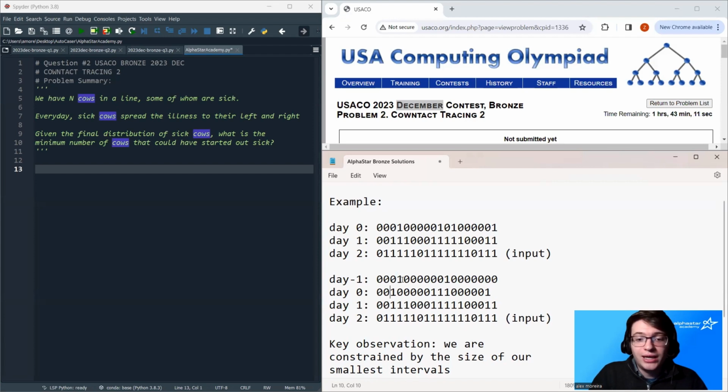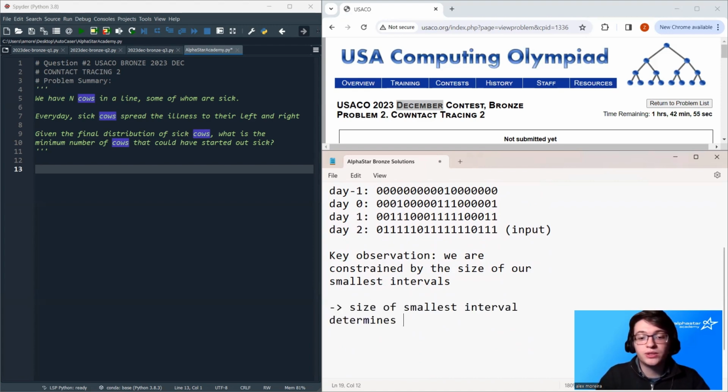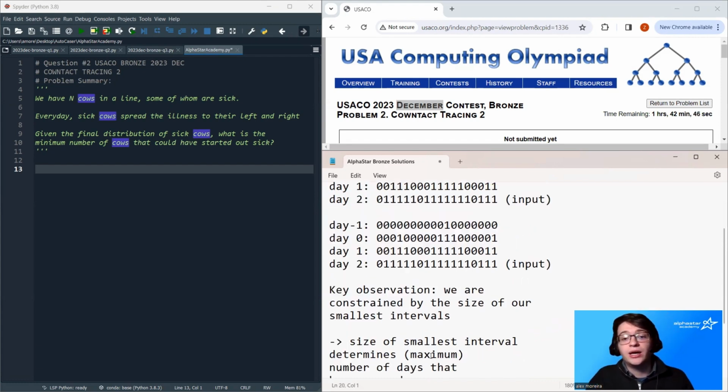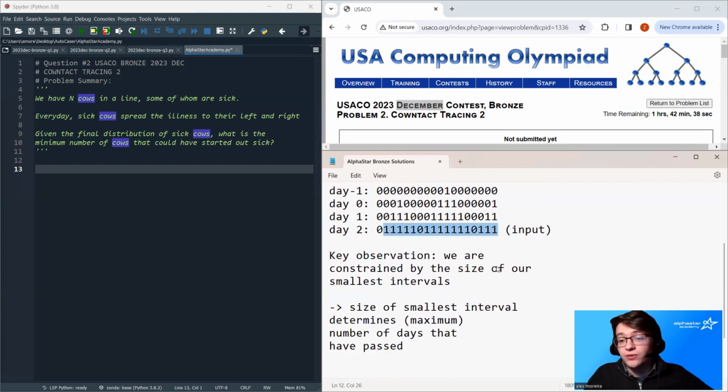So the size of our smallest interval tells us the maximum number of days that the simulation could have been going on. So size of smallest interval determines number of days that have passed. In particular, the maximum number of days that have passed, right? You could always have 0 days passed where every cow started sick, but in most test cases, it's probably not going to be optimal for every cow to start sick, right? That's sort of the worst case possible.